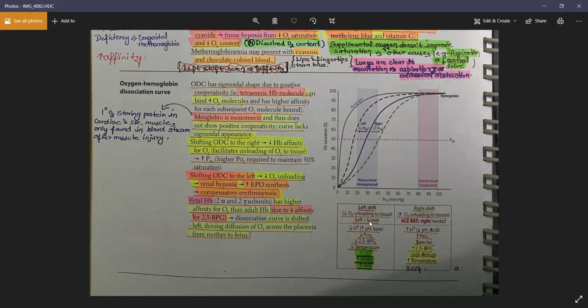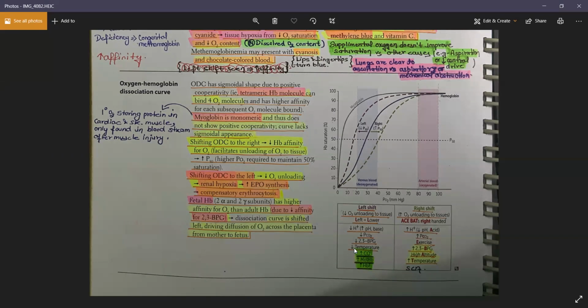Okay. So the causes include alkalosis, respiratory or metabolic alkalosis, a low level of carbon dioxide in the blood, and a low level of 2,3 BPG, which is exactly what you will find in the lung sites. Low temperature can promote more binding of the oxygen with the hemoglobin.